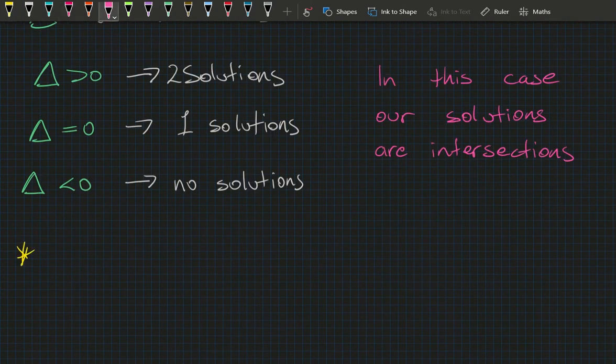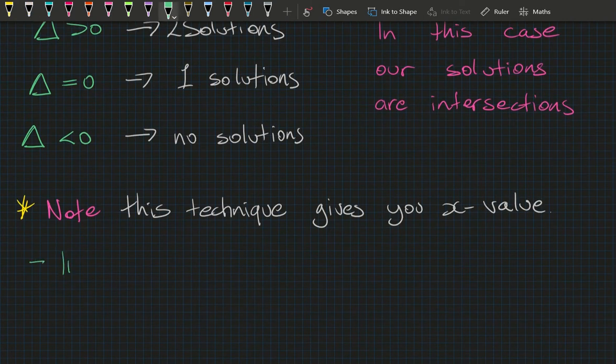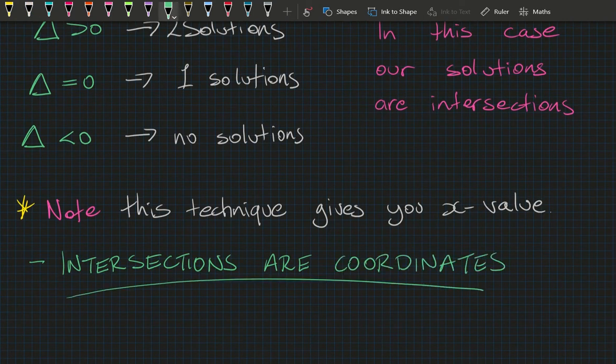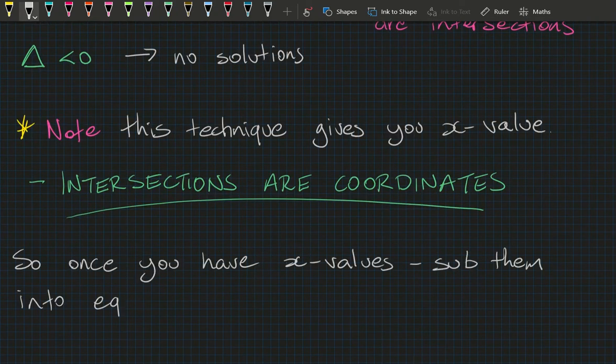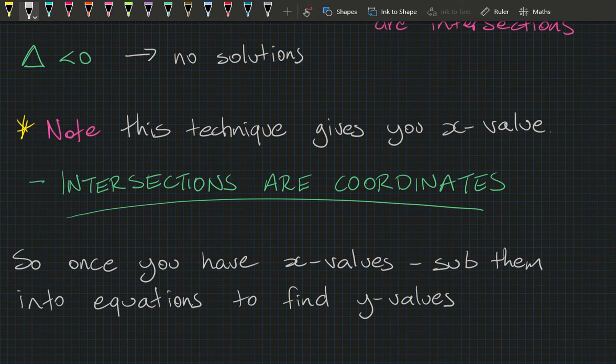Also, please note that these techniques give you the x value. It is really important that you remember that intersections are coordinates. So once you have your x values, don't forget to sub them into the equations to find the y values. Sometimes that's also a great time to check if it's correct by seeing if you get the same y value in both equations. Of course, if you're in a hurry, you can check one, but I do recommend checking 2 sometimes.